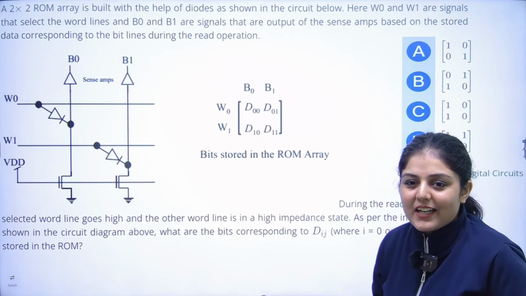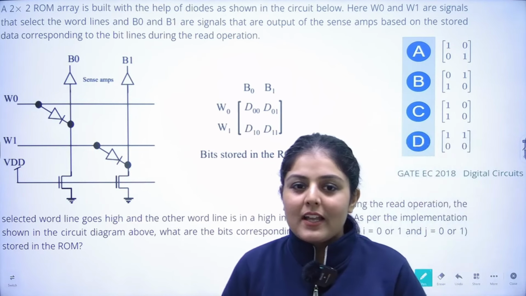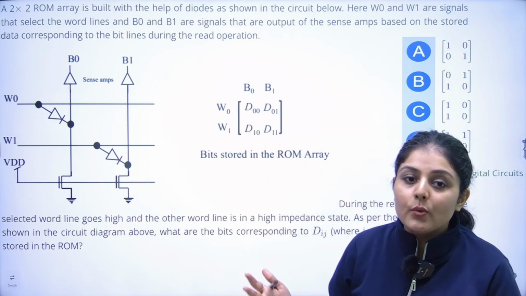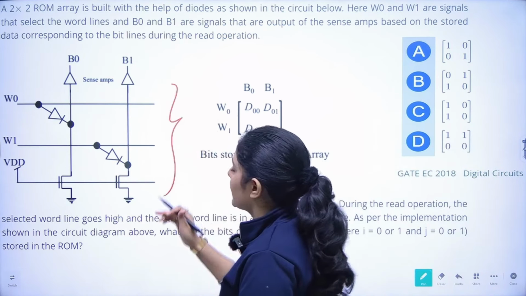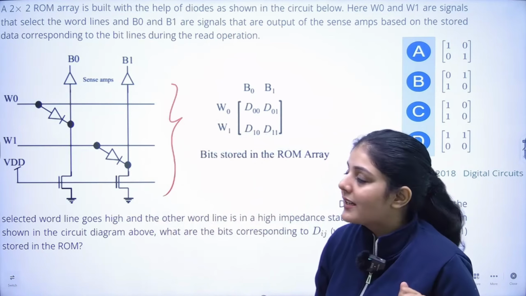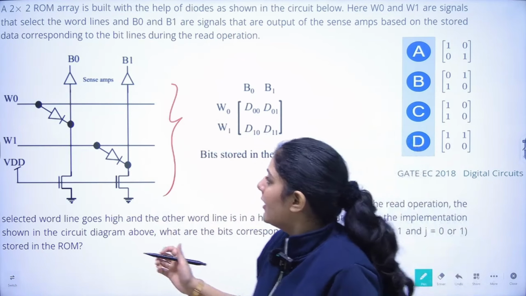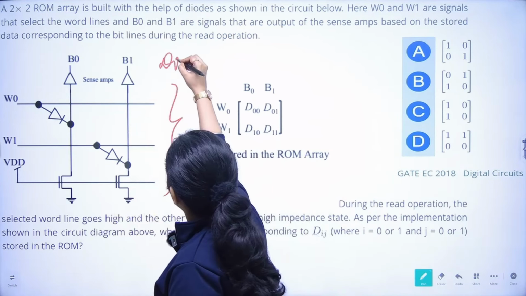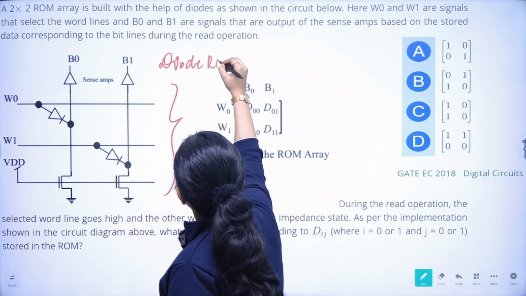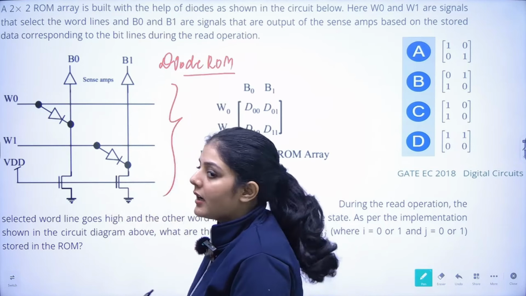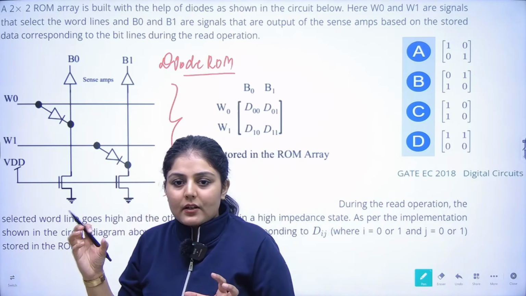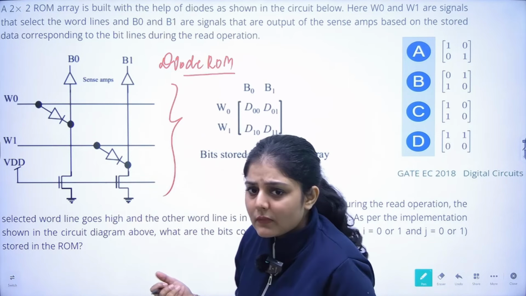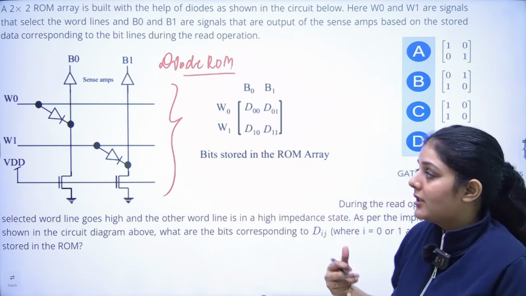The next question is really big, but the solution is very small. The question is saying that a 2 by 2 ROM array is given like this. A very small part of ROM, a 2 by 2 ROM array is given, and it is a diode ROM. In diode ROM, when diodes are connected, we have to take that bit as 1. Otherwise, we have to consider that the other bit is 0.